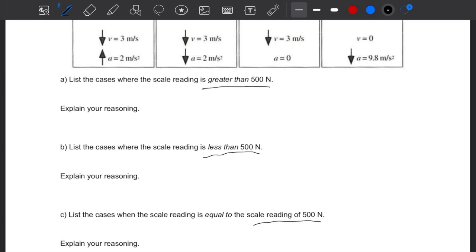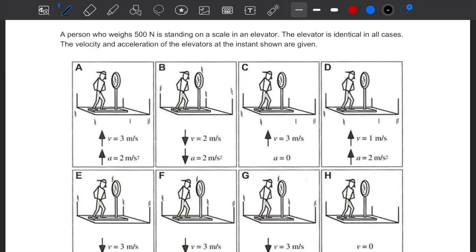We know standing on a scale is not a dietary plan, so his force of gravity is not going to change, only the force normal. And the scale measures force normal, so if the scale is measuring more than 500, that means force normal is bigger than force gravity. If it's less than 500, it means it's less than gravity. So we can do some free body diagrams just showing what that would look like.